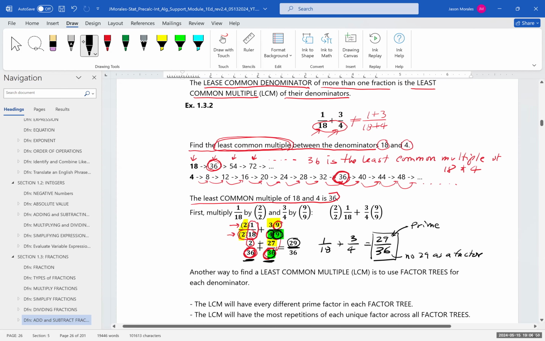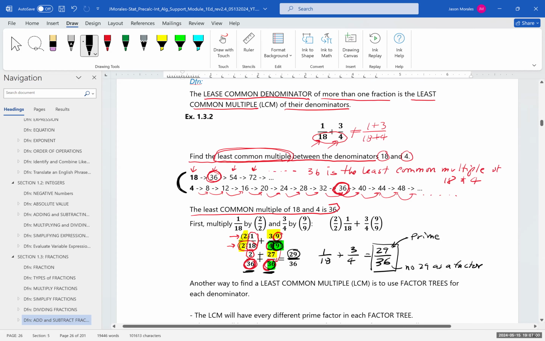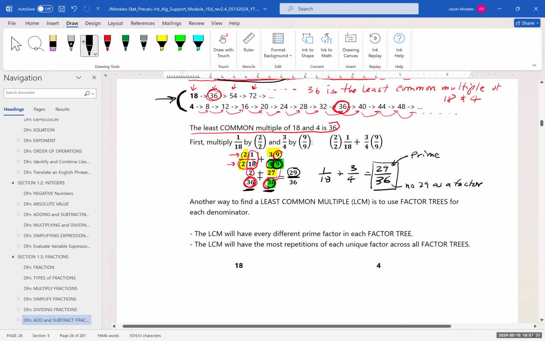So this process works here. This works, okay? But it's not very practical in a lot of situations. I just did it this way to kind of show you what we mean by least common multiple, all right? So let's look at another way.